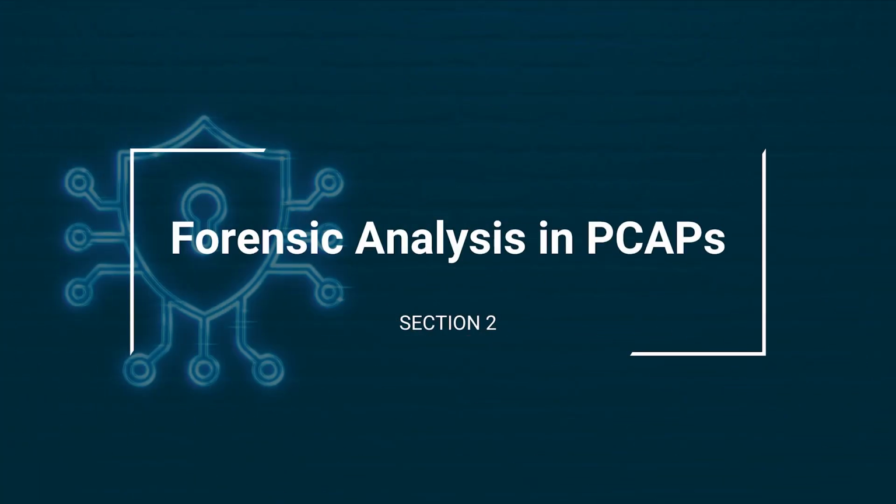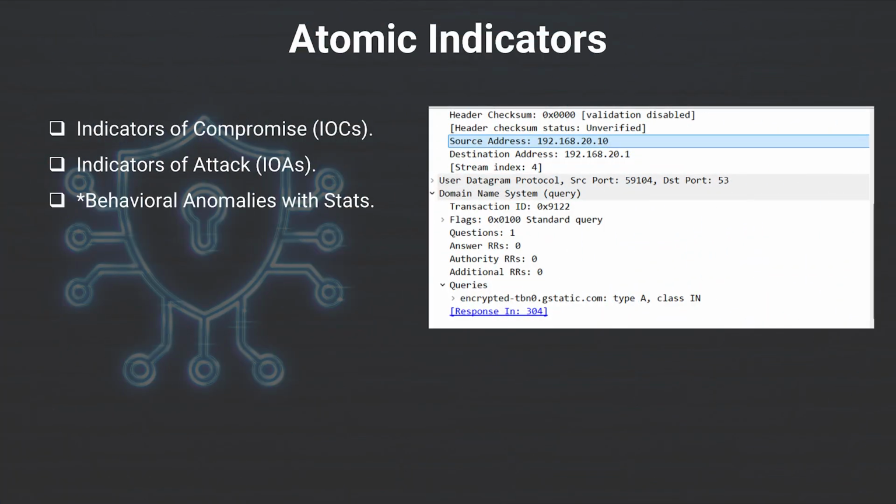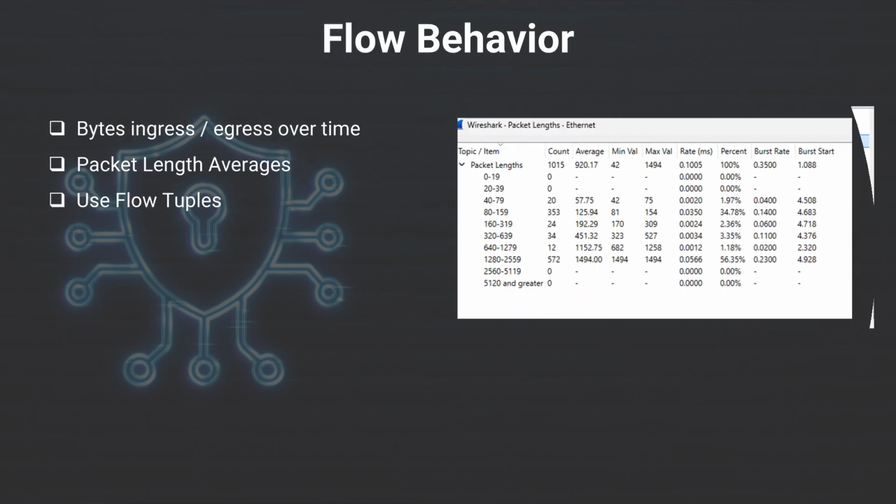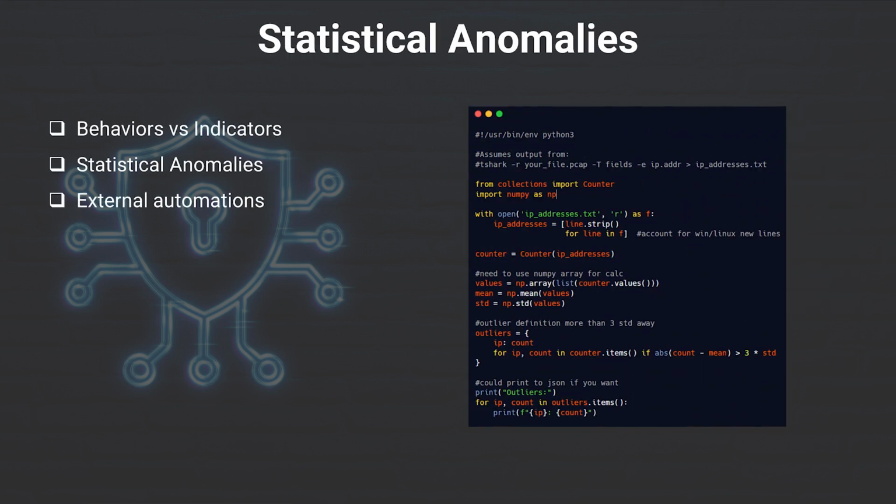In section 2, we'll learn about forensic analysis and PCAP. So we'll do a deep dive in carving out indicators of compromise and indicators of attacks. We'll utilize those indicators for future state signatures. We'll use it for analysis. And this is how we'll use the precursors to creating signatures.